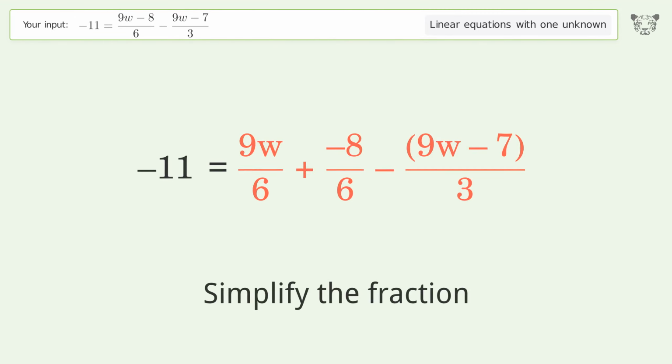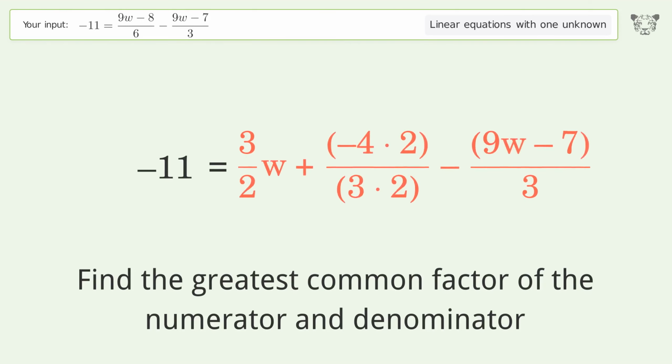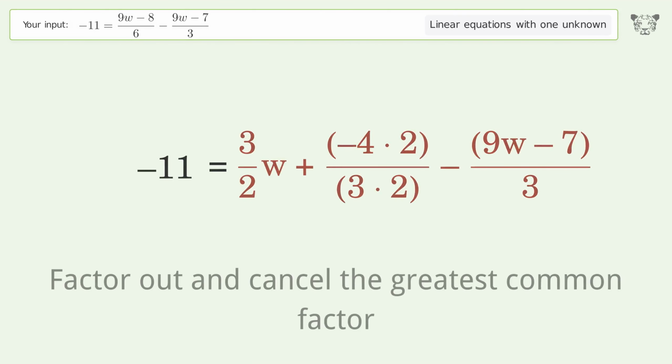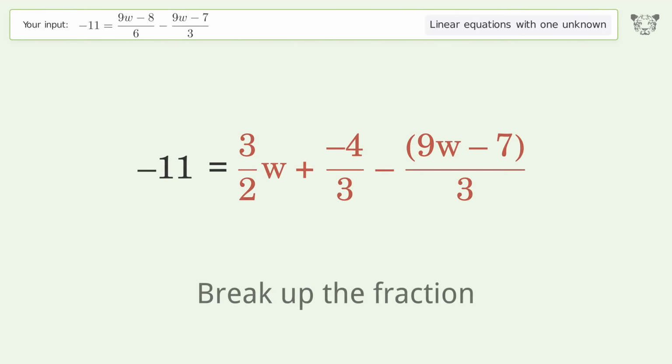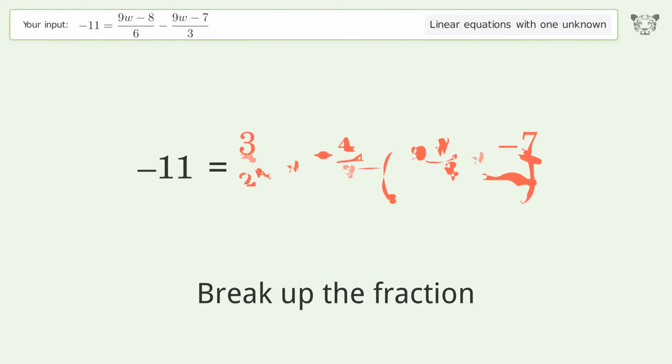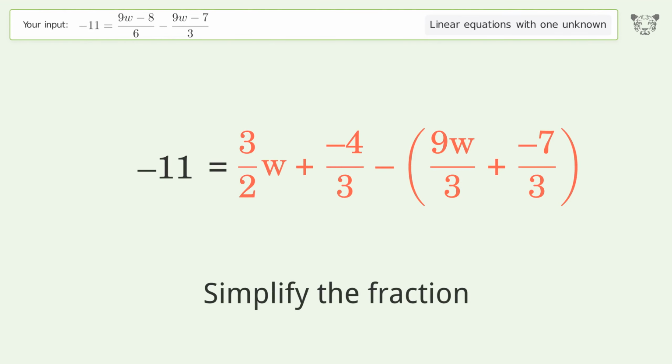Simplify the fraction. Find the greatest common factor of the numerator and denominator. Factor out and cancel the greatest common factor. Break up the fraction. Simplify the fraction.